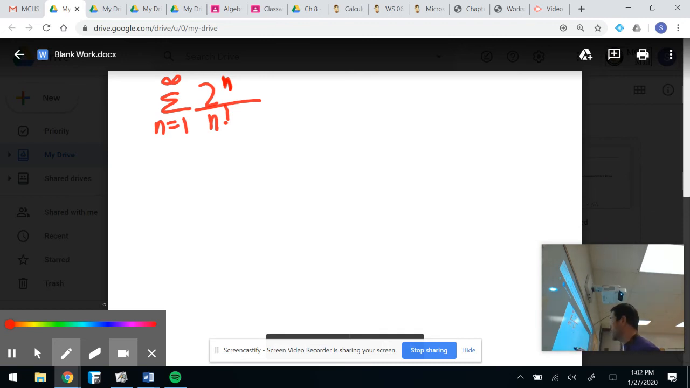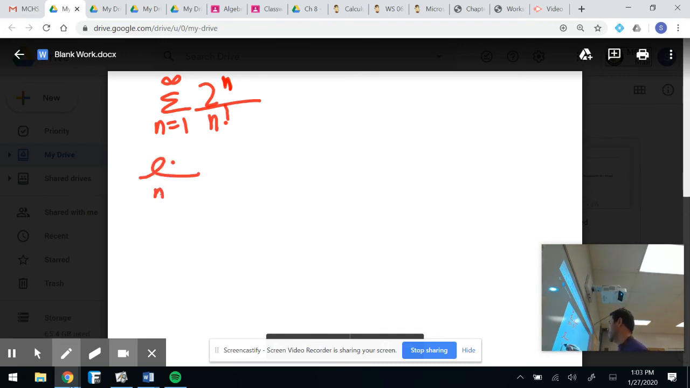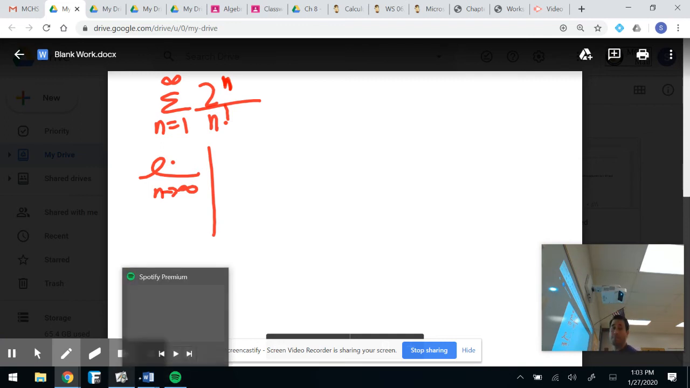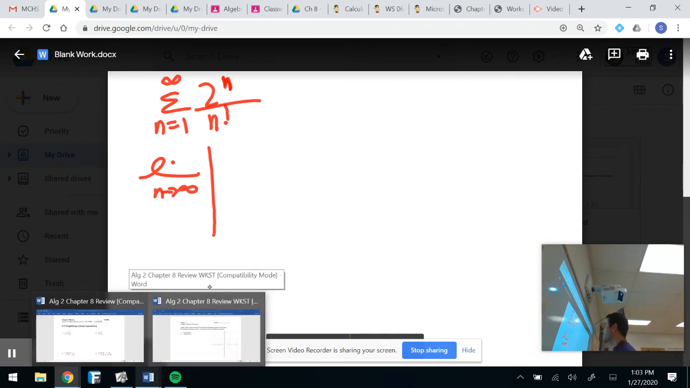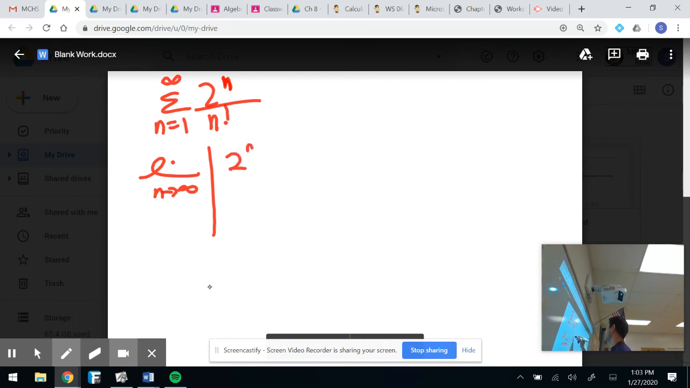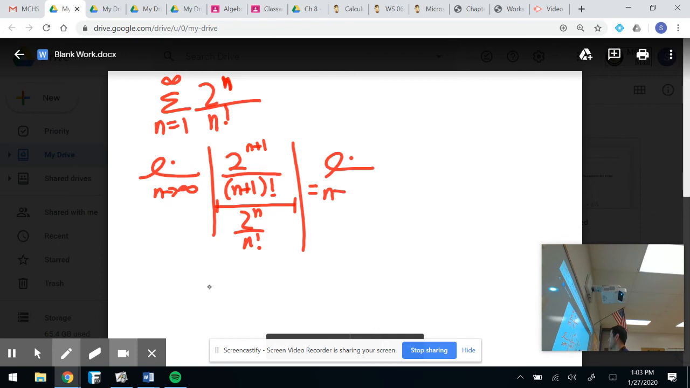Well, how do I do a ratio test? It's a limit of the absolute value of a sub n plus 1. What is a sub n plus 1? That just means I'm going to put an n plus 1 wherever I see an n, and I'm going to divide that by a sub n. That's what that little formula says. Now, we all know we don't want to divide by that crazy fraction. So instead of dividing by that crazy fraction, if you notice, it's infinity over infinity, right?